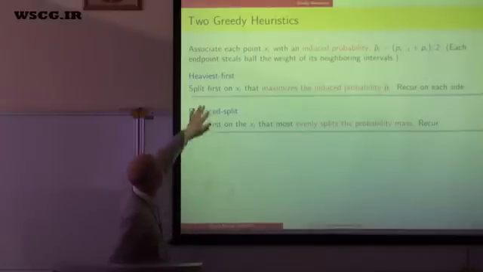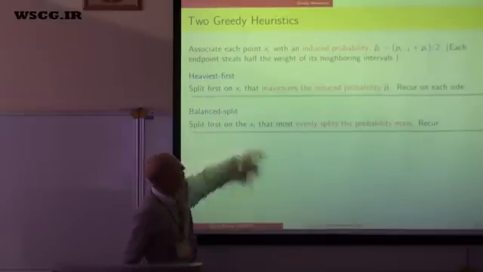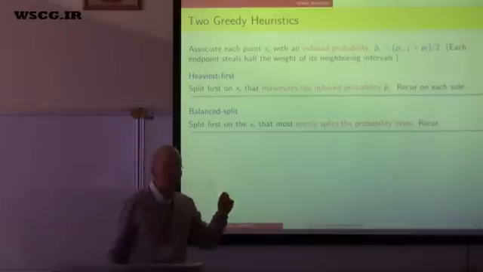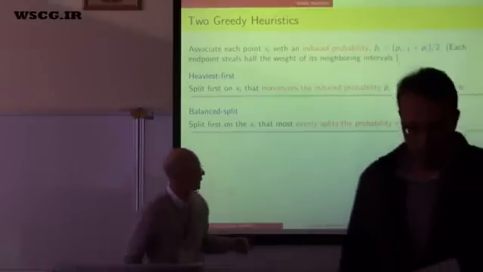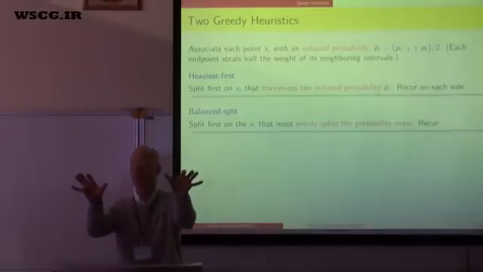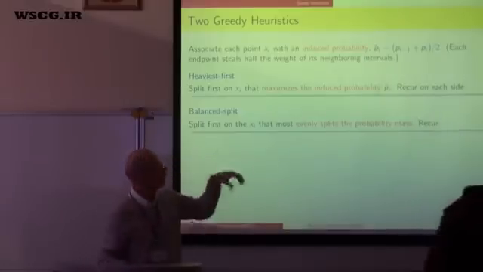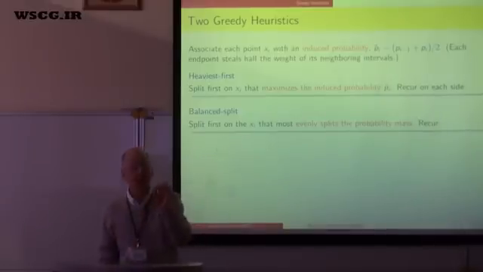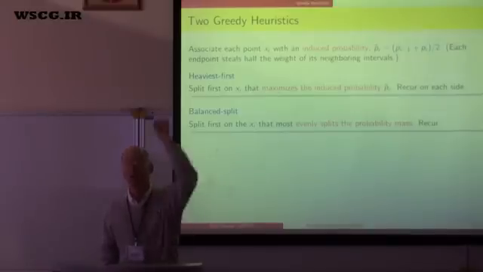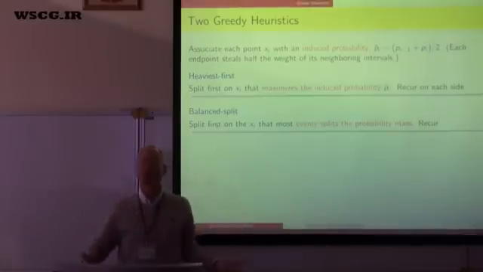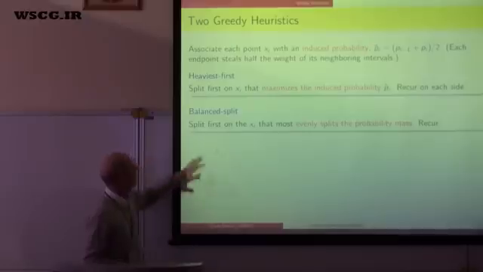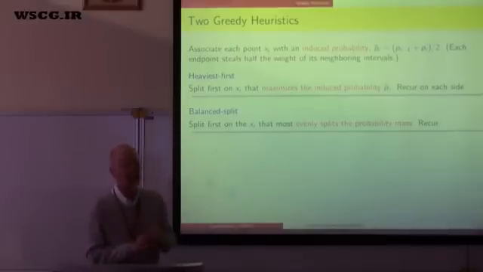So heaviest first says, okay, let us first find the point xi that has the maximum induced probability. You look at the interval on the left, the interval on the right, and you add those together. Well, you average those two values, okay? And then you say, the point that has the highest such value, I'm going to make that the root of my tree. Then I get two subproblems, and I'm going to recurse on those two problems. So this sort of says the most important point should come first in my search.